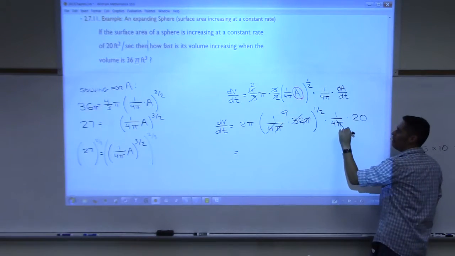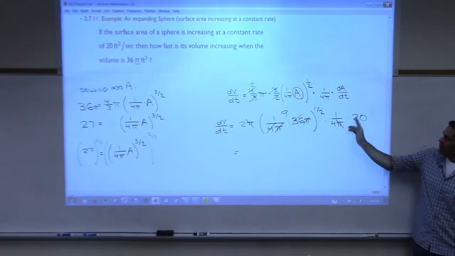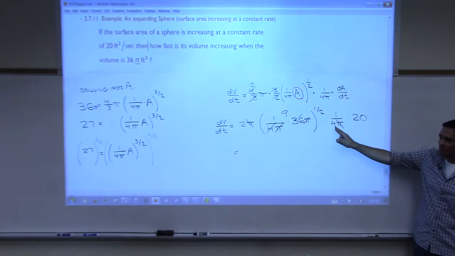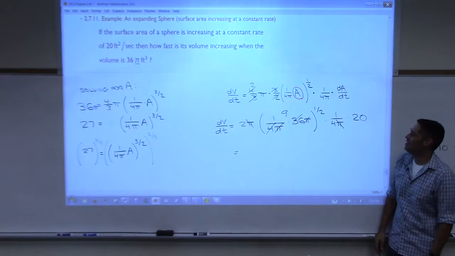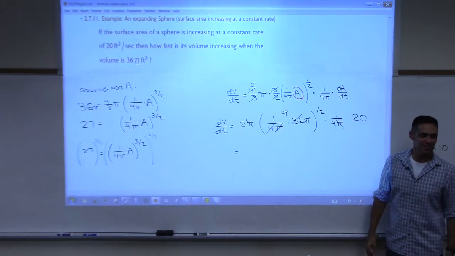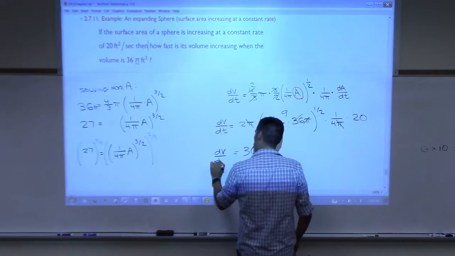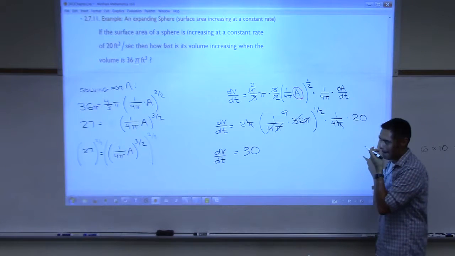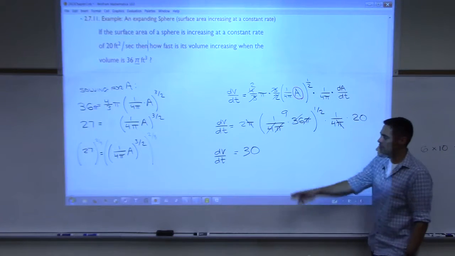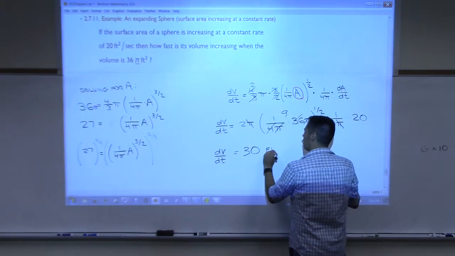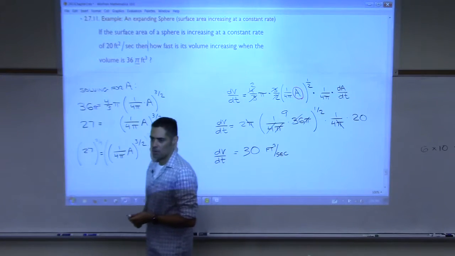And this pi and this pi cancel. 20 divided by 4 is 5, and times 2, and then this was 3, right? I lost my place. 30. I think it's 30. Okay. 30. 30 what? Cubic feet, because it's volume. Cubic feet per second. Whew.